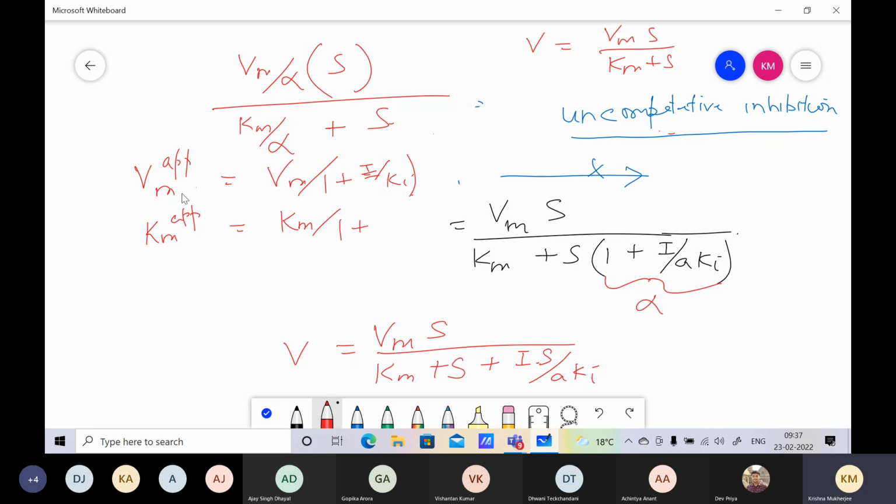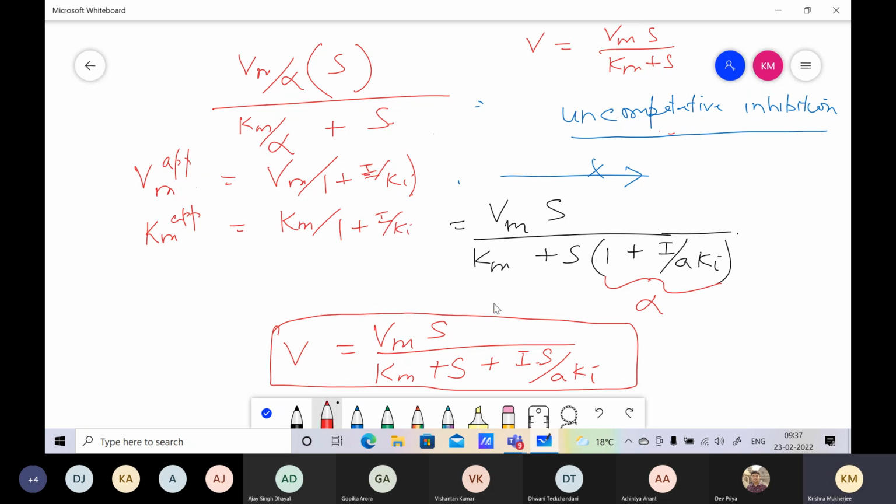So while Vm has a direct first order proportionality with velocity, the real effective rates actually tend to decline, as is obvious from this equation. So 1 plus I by Ki. So both Vm and Km are declining.